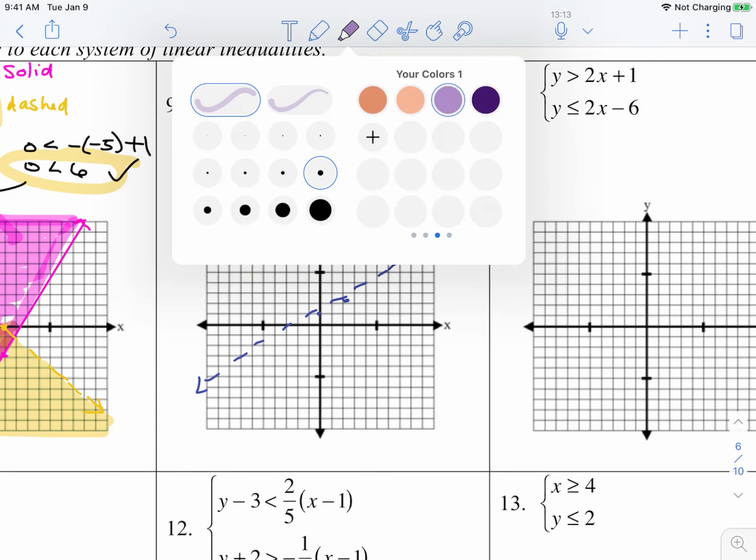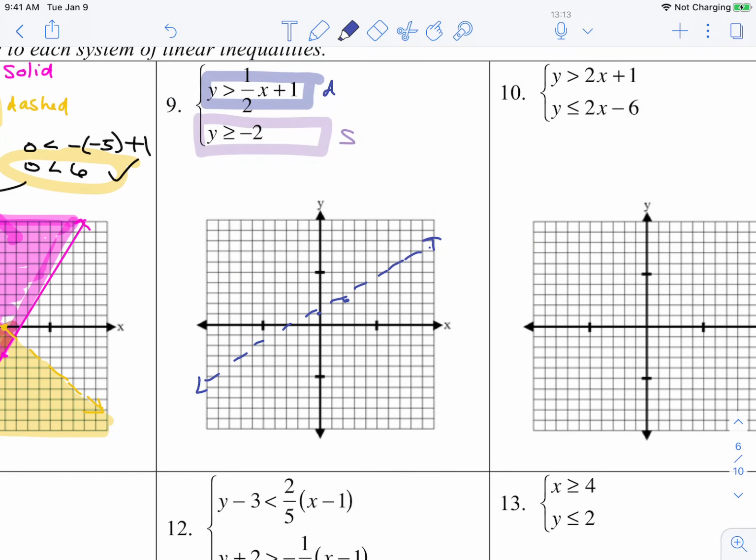I'm going to shade all of my possible solutions. Notice that it is y is greater than, that would be above the line. So I'm going to go ahead and shade all of these coordinates in here, because any of those will work for my first inequality.